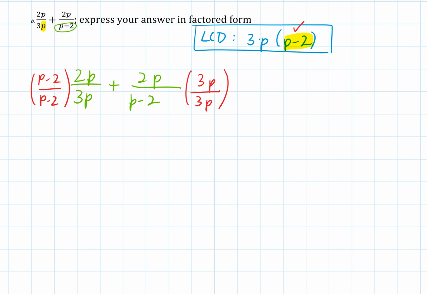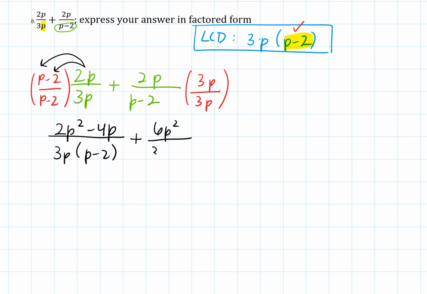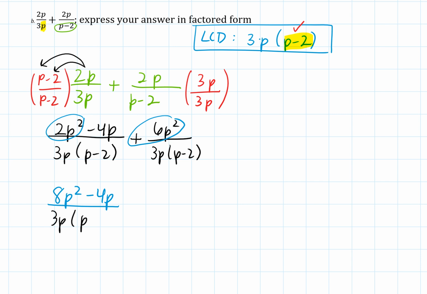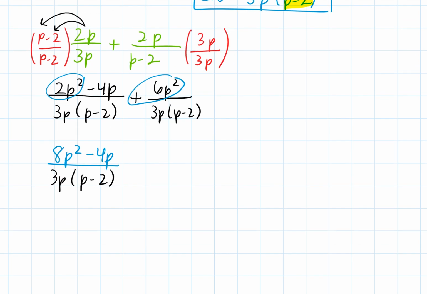It doesn't change anything. Okay, so now that gives me, I'll have to distribute over here. So that gives me 2p squared minus 4p up top. I'm going to leave my denominator in factored form so that I can cancel out things later. Here I've got a 6p squared over 3p times p minus 2. Okay, any like terms? Yeah, I can combine these guys. And I end up with 8p squared minus 4p all over. When I add or subtract, my denominator stays the same once I have it in common.